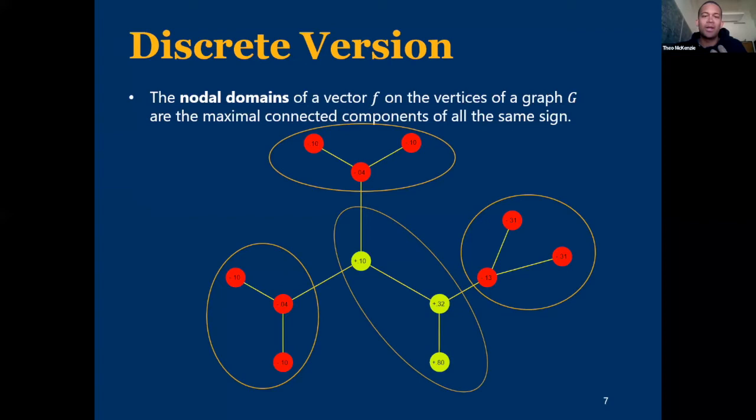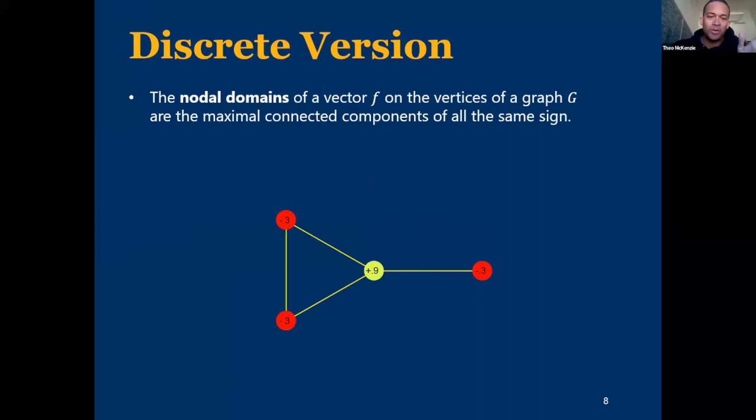Just another example: here I have a graph on four vertices, and I have a vector of values on the vertices, and the nodal domains are once again the maximal connected components, all of the same sign. The definition clear? Great.